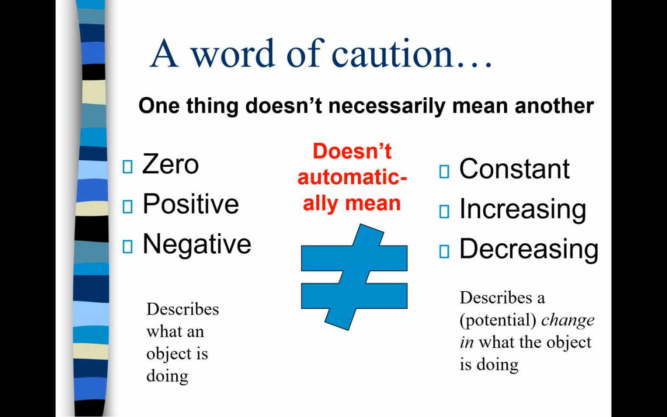Now, a word of caution about how you describe graphs, and not only what the graph is doing, but also the slope of the graphs. If you look at these two lists, constant, increasing and decreasing, and then 0, positive, and negative. These are two separate lists, and you can describe any graph for a particular section with one word from this list and one word from this list. Notice you can't be 0 and positive at the same time. You can't be constant and decreasing at the same time.